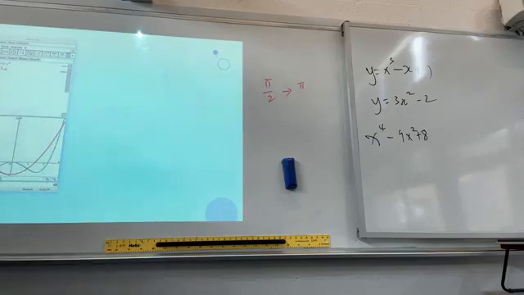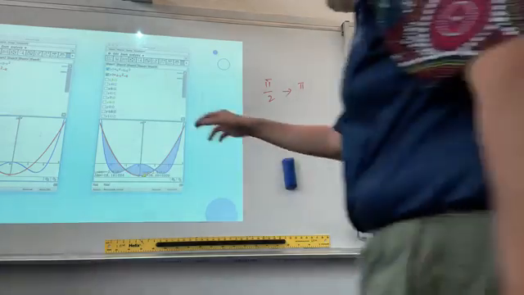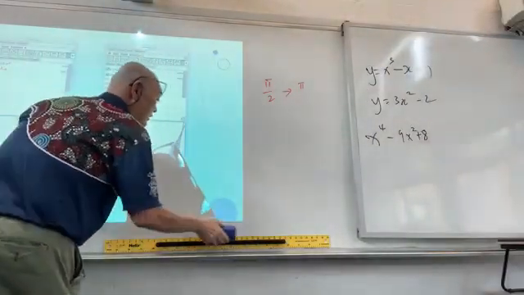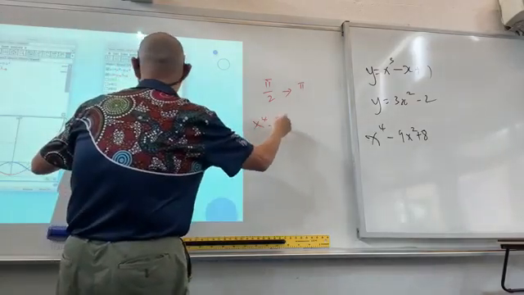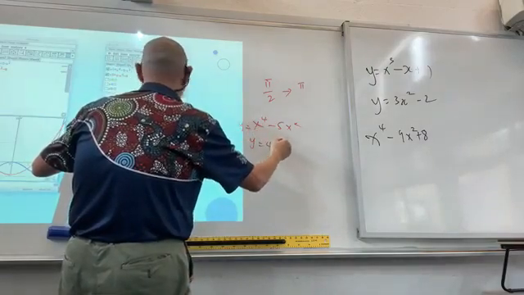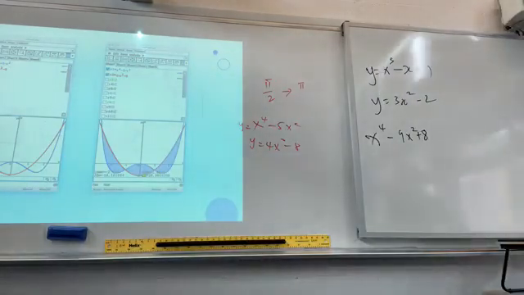Now, if you've got a calculator, you could actually just use your calculator's integrate function. Integrate between your two intersections. Let me show you. x to the power of 4 minus 5x squared, and y equals 4x squared minus 8. Let me get my simulator.